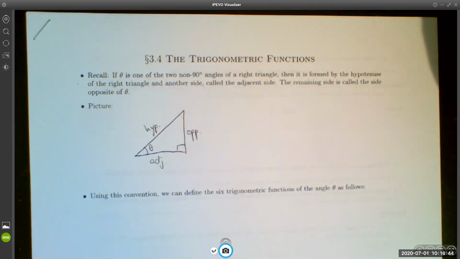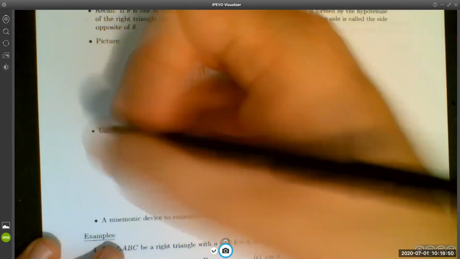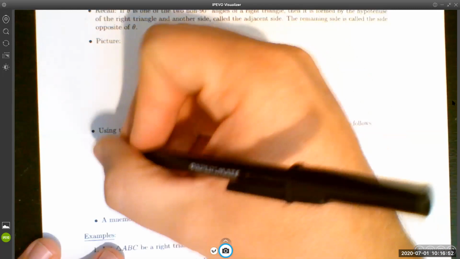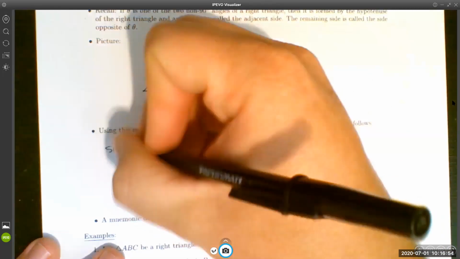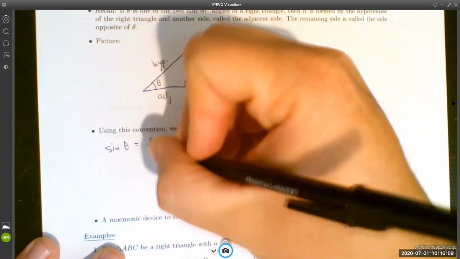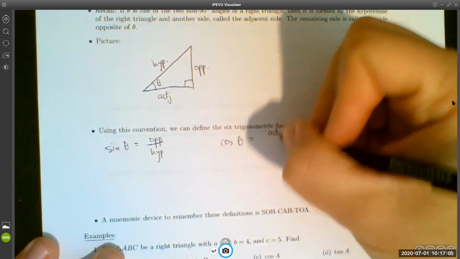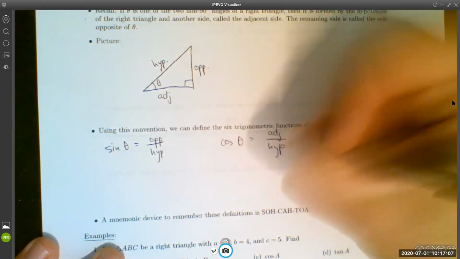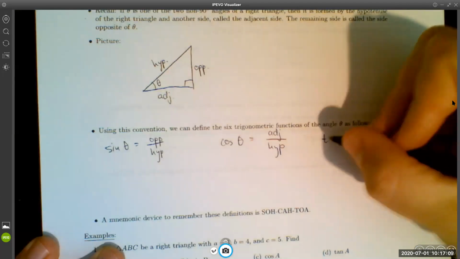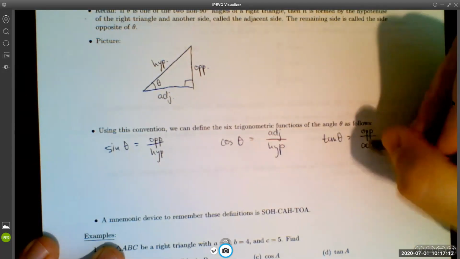So using this convention, we can define the 6 trigonometric functions of the angle theta as follows. We can say sine theta is opposite over hypotenuse. Cosine theta is adjacent over hypotenuse, and tangent theta is opposite over adjacent.